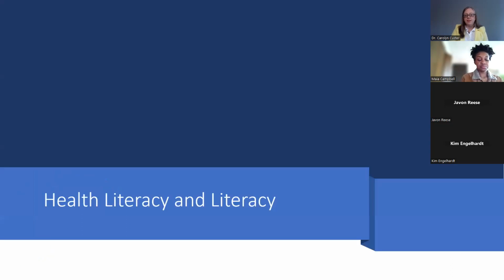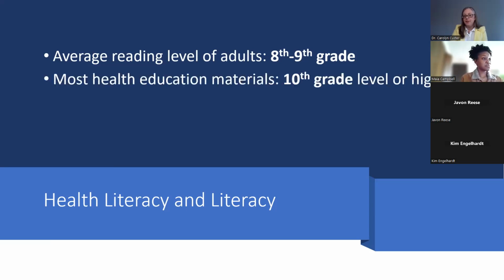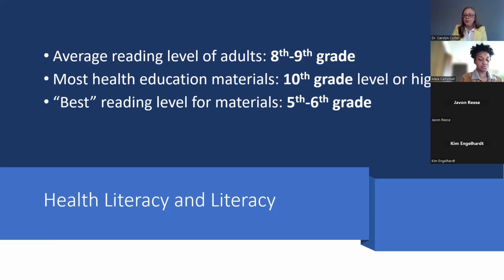All right. So health literacy and literacy, which Maya just told us about, the average reading level of adults in the United States is 8th to 9th grade. However, most health education materials are 10th grade level or higher. So there's an issue there, right? So what we recommend is that the reading level of materials is about 5th to 6th grade. And this is a universal recommendation throughout the country. So that's why we have to really evaluate the materials, and we'll take a look at that in just a minute.